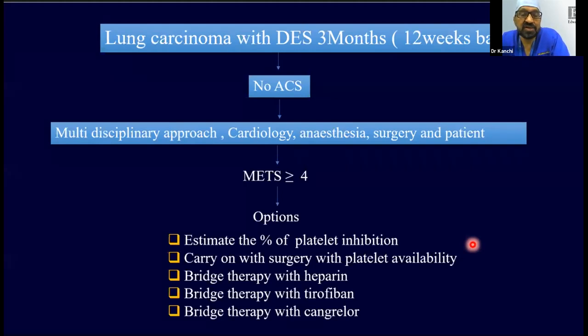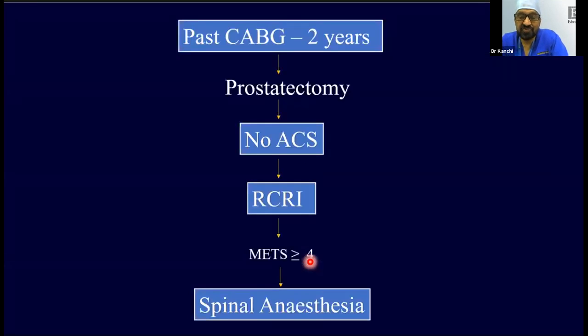Because we need to take the patient without any further delay, within a few days we need to do the surgical procedure. The options available here are bridge therapy with tirofiban or cangrelor, or you estimate the percentage of platelet inhibition, or you take the patient with platelets available. The point I would like to make here is that prophylactic platelet transfusion before surgery is not indicated. If the patient bleeds on table, then we could resort to platelet transfusion, which means that we need to have platelets available when we are taking such patients.